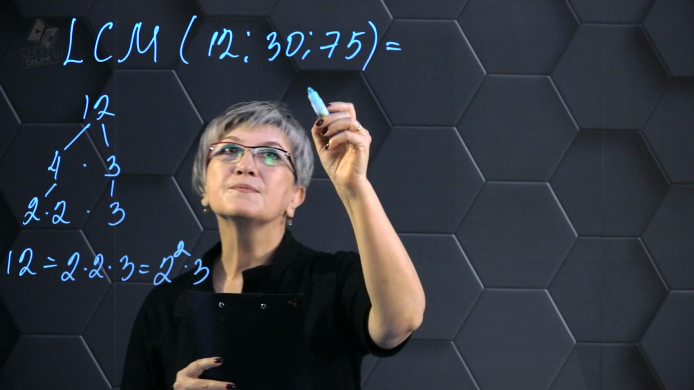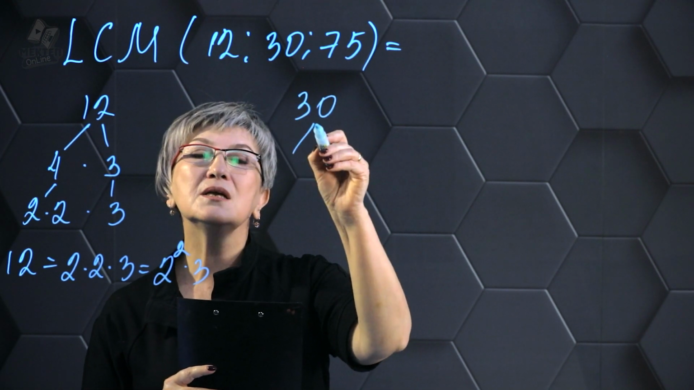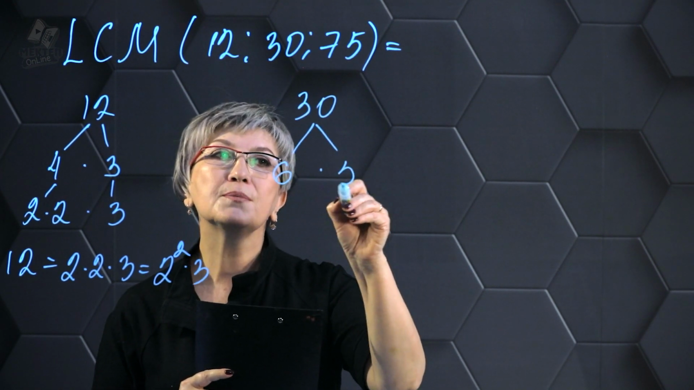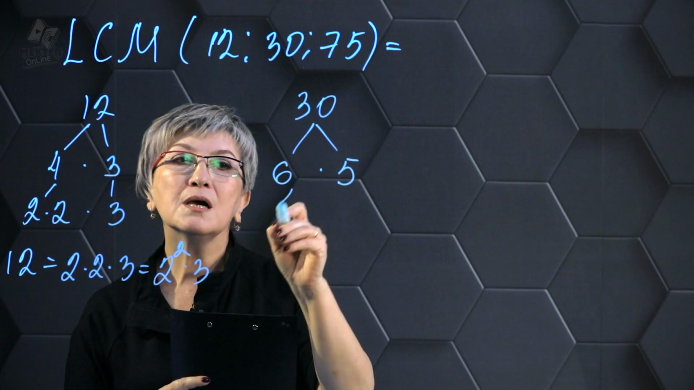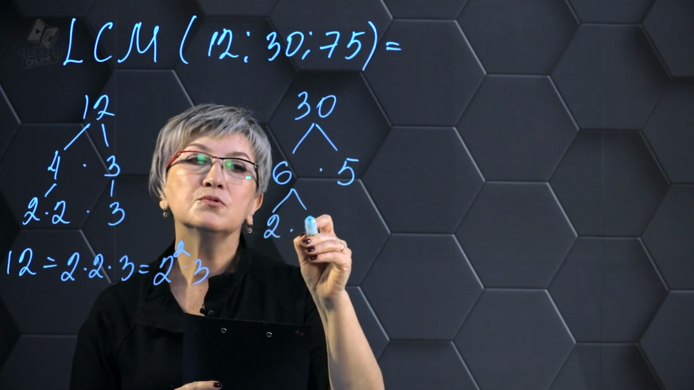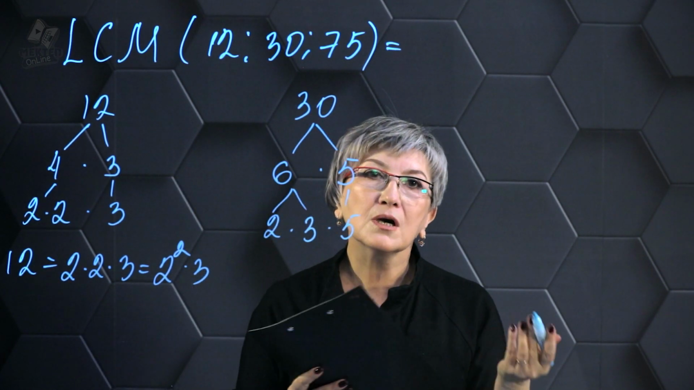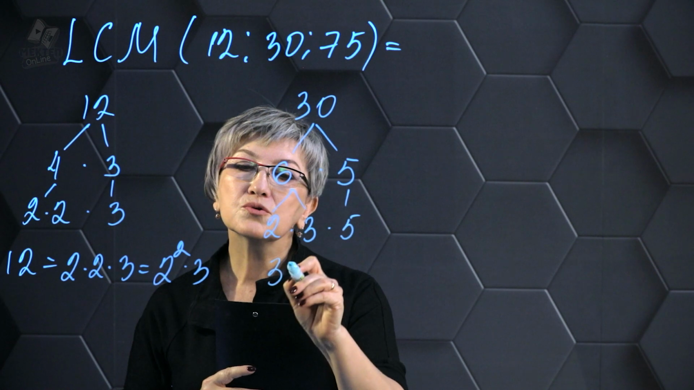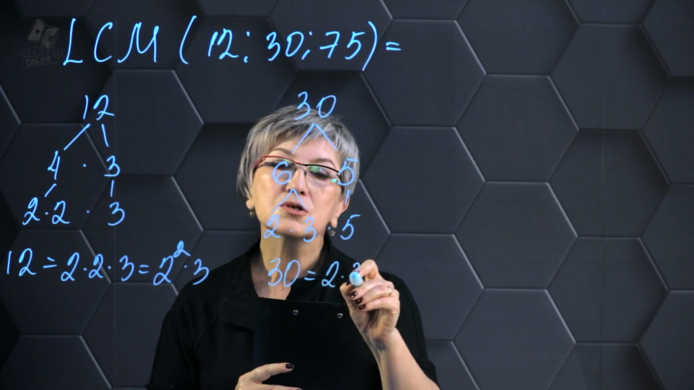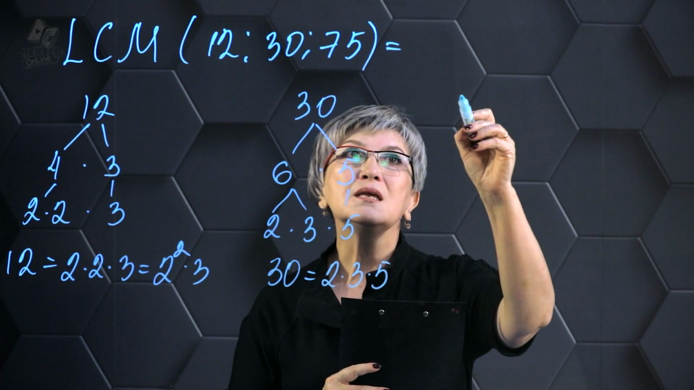Following that is the number 30. 30 is equal to 6 multiplied by 5. But I also have a 6 that can be unfolded. That's 2 times 3. And I write a 5, because 5 is just 1 multiplied by 5. So I write 30, which is 2 times 3 times 5.